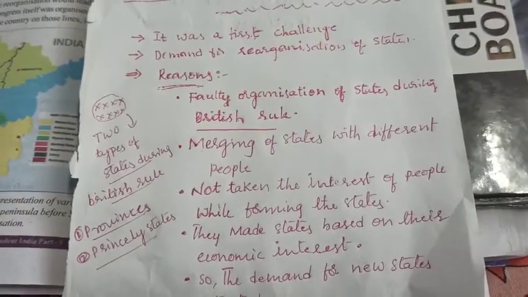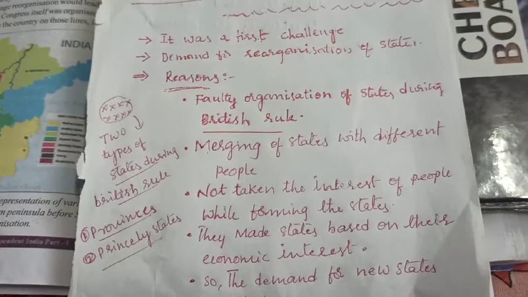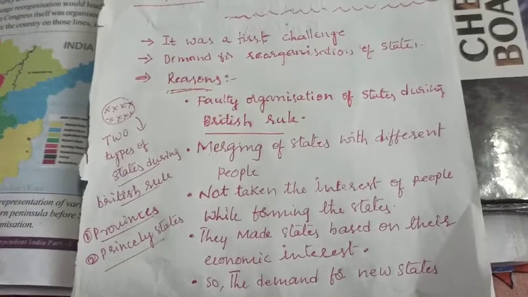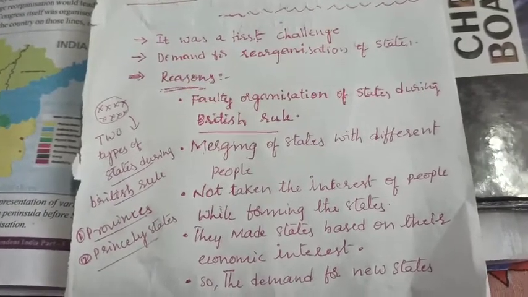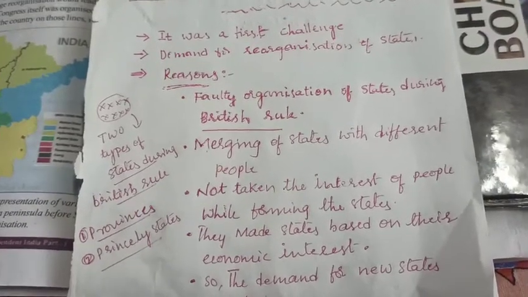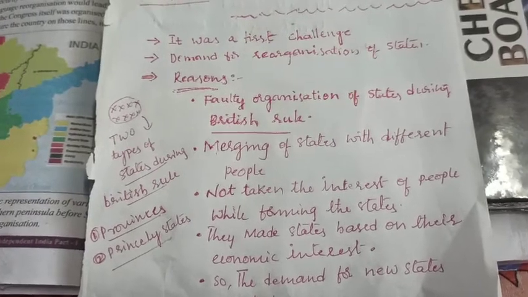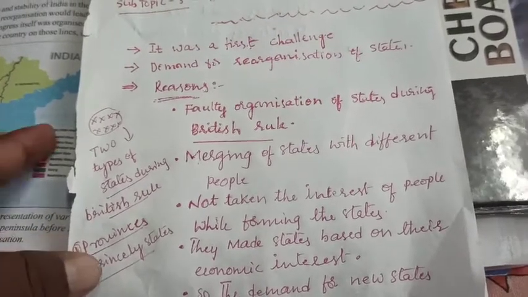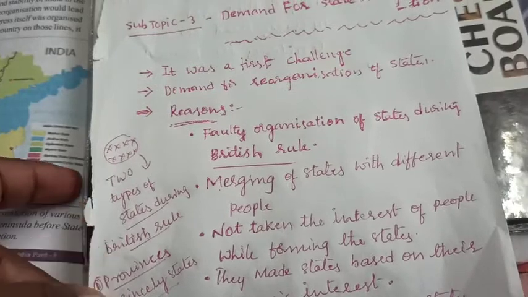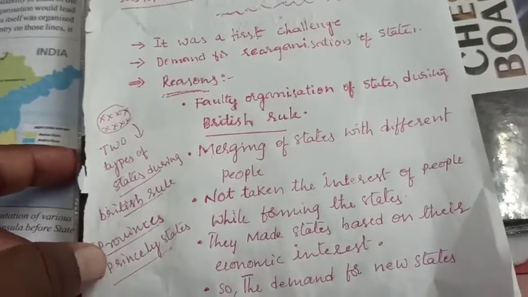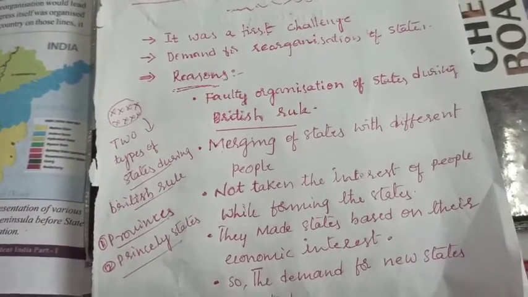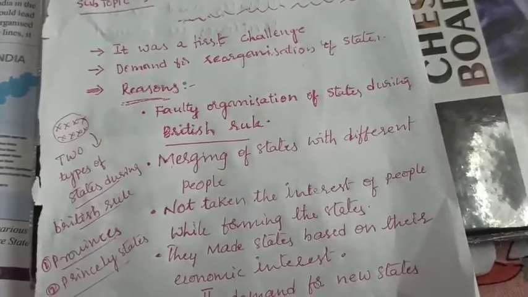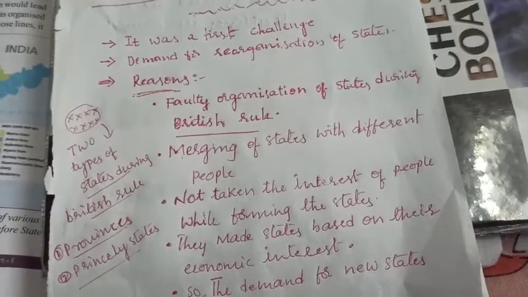This is because there was already disturbance. If this new step is taken, there will be a problem in future. But anyhow, Potti Sriramulu, a great person, worked for a separate state. He went on hunger strike on 15th December 1952, and died after 58 days of fasting. After that, Andhra state was immediately created. In 1953, Andhra state was created. It was the first state created based on language.